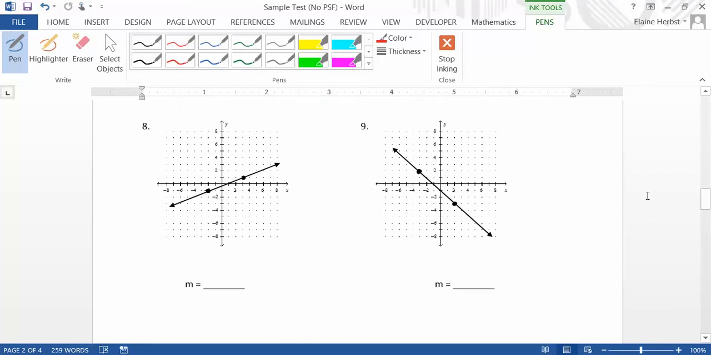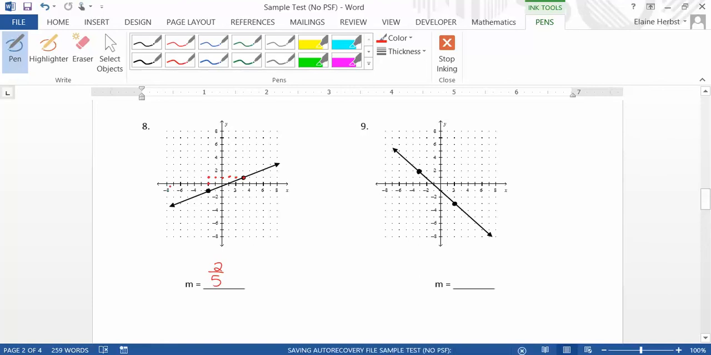On 8 and 9, when you're asked to find the slope here, remember we just count, rise over run. So we start here at this bottom ordered pair. I need to count how high up and how far over I go to get to the next ordered pair. So I'm going up 2, over 1, 2, 3, 4, 5. So my slope is 2 over 5, and it is positive because the line is running in the positive direction.